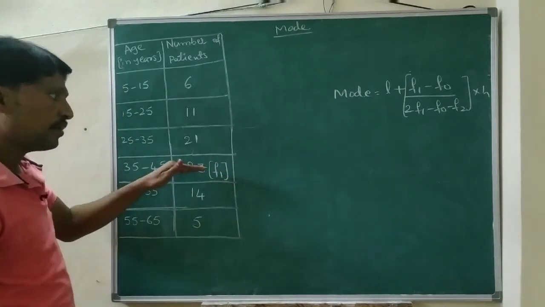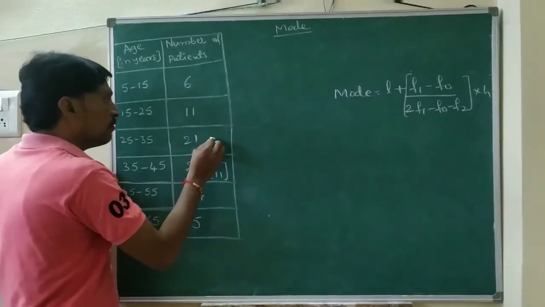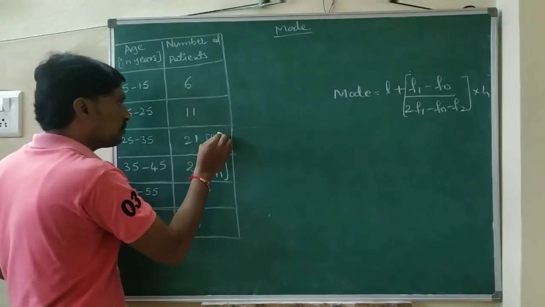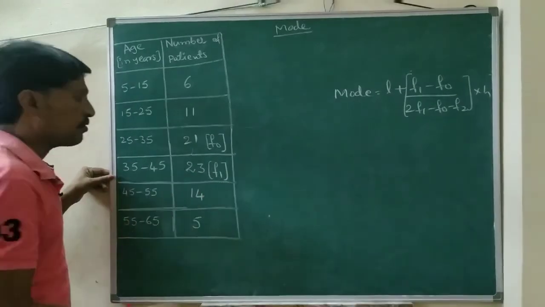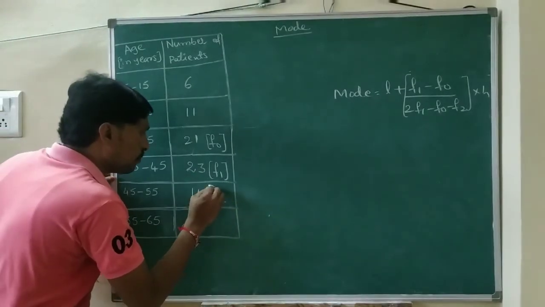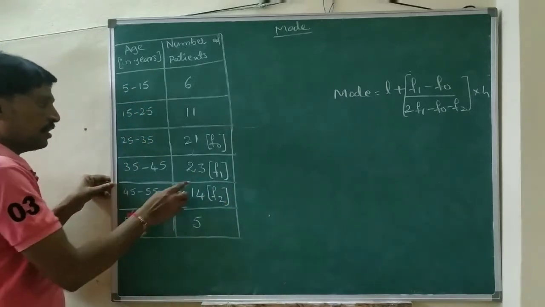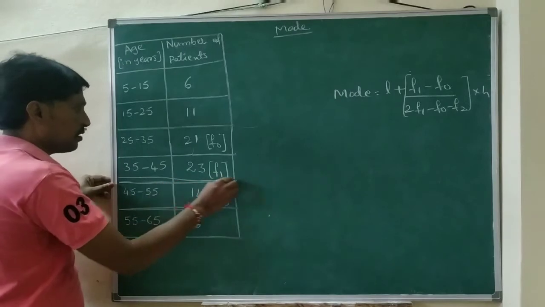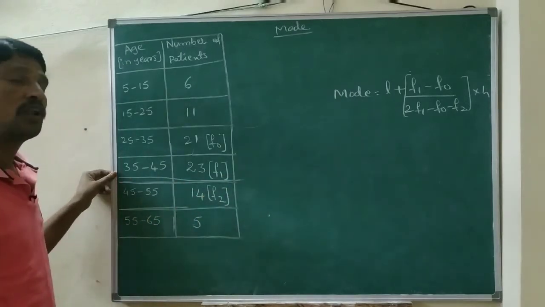The frequency of the class preceding it we are taking as F0, and the frequency of the class succeeding it we are taking as F2. Here the highest frequency is 23, so that class you have to take. That class is 35 to 45, and that one we call the modal class.